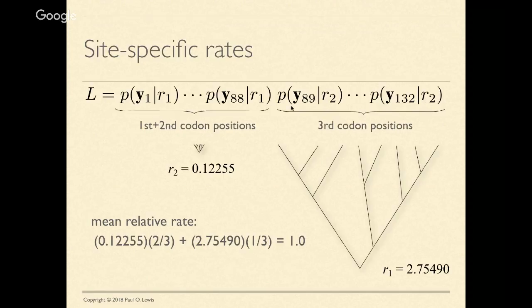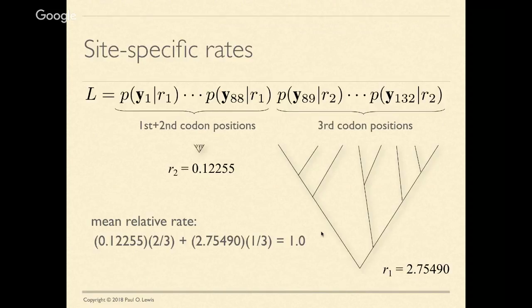And so these rates have the effect of basically scaling the tree up or down. The third positions are evolving at a faster rate, and this R2 is going to be something like 2.7549, whereas R1 is much smaller, 0.12255.